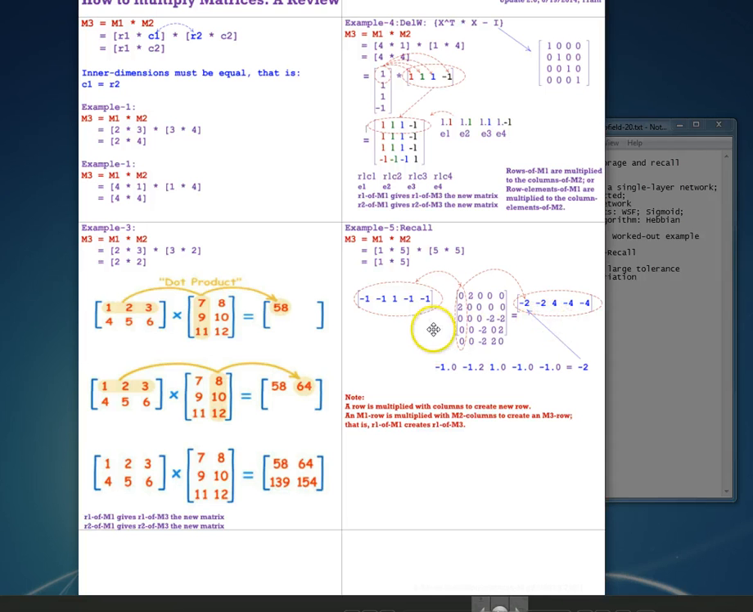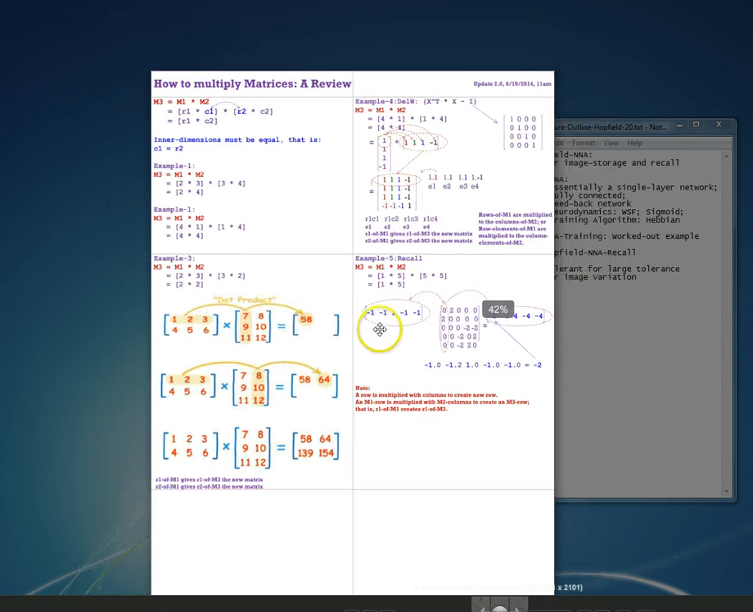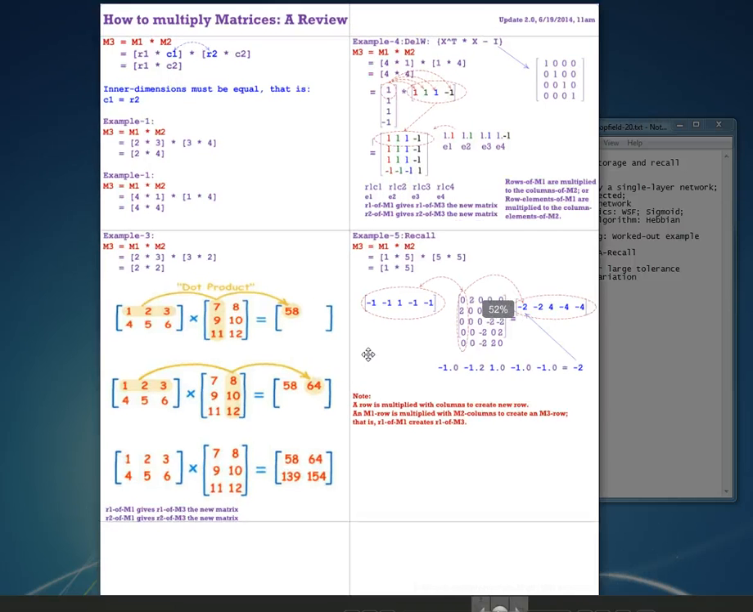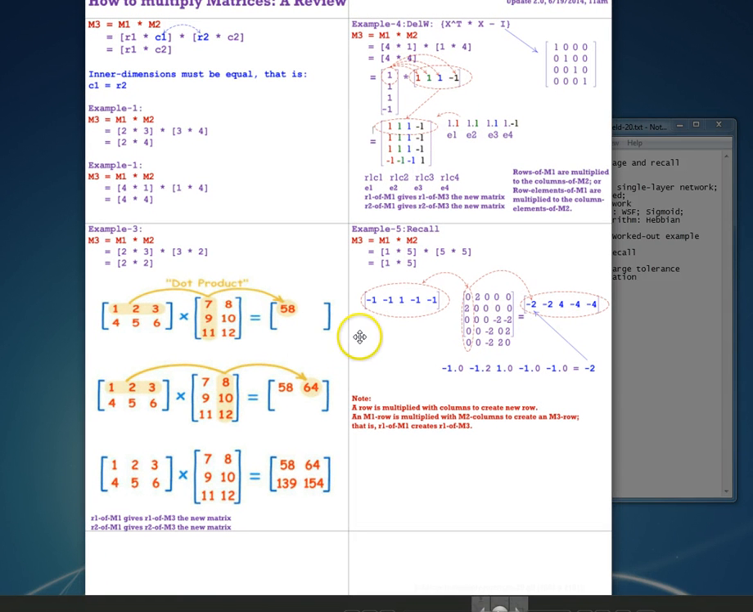So based on this we can do the recall mode. During the training you would use this operation. During the recall you would use this operation. Okay, with that some basic background, we can go into training of the Hopfield network.